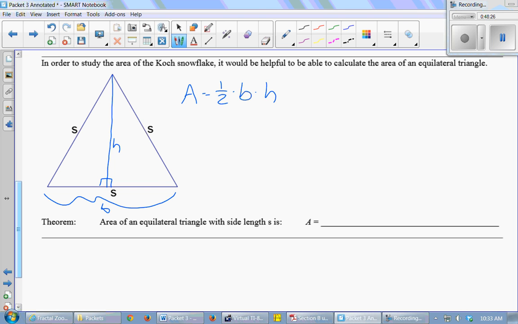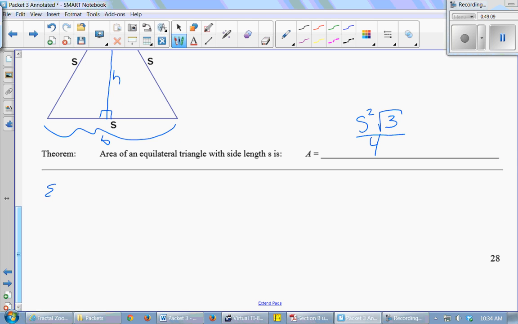If you know a little trigonometry or geometry, 30, 60, 90 triangles, you can figure out the height. But we're not going to do that. I'm just going to give you my magical formula. If you have an equilateral triangle where all 3 sides are length s, its area is s squared times the square root of 3 divided by 4. So this is the formula we're going to use because all of the triangles that make up the Koch snowflake are equilateral. So if you know the length of each side, you just square it and multiply by √3/4, and you get the area.